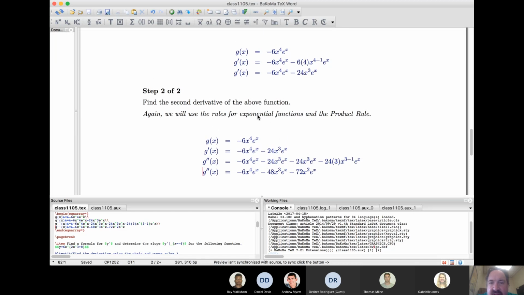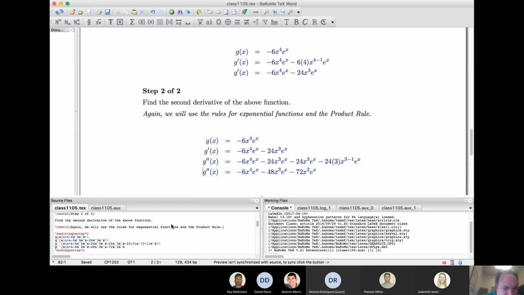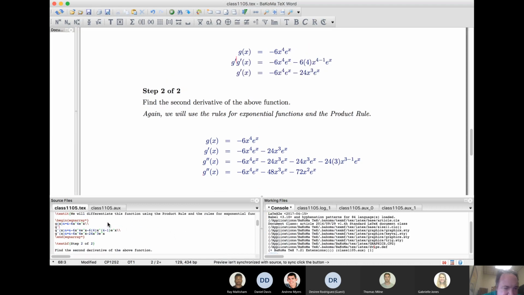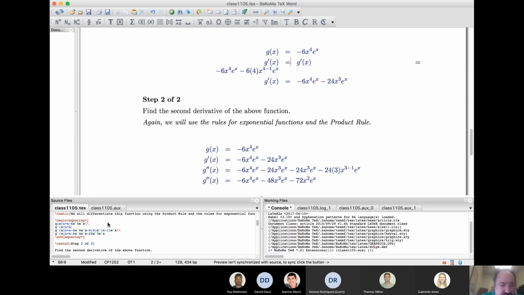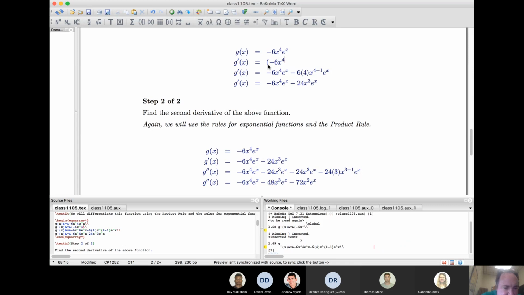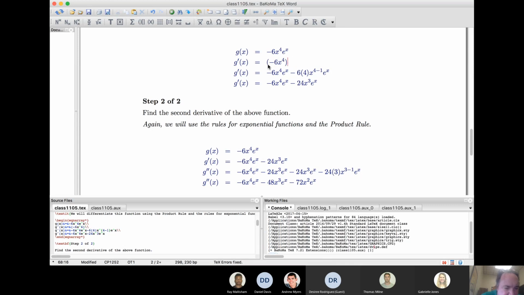Okay. I'm going to add a little bit here, just so you can see, if you go back and look at this later, how this is done. Like in the first derivative, it's e to the x prime plus minus 6x to the 4 prime times e to the x.